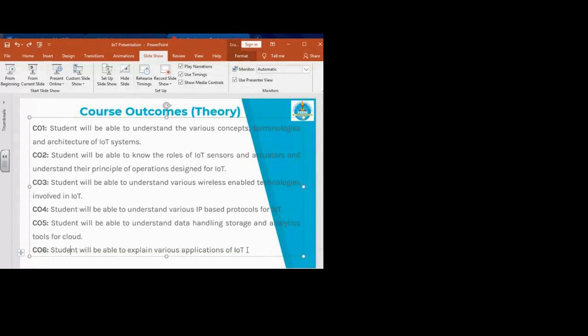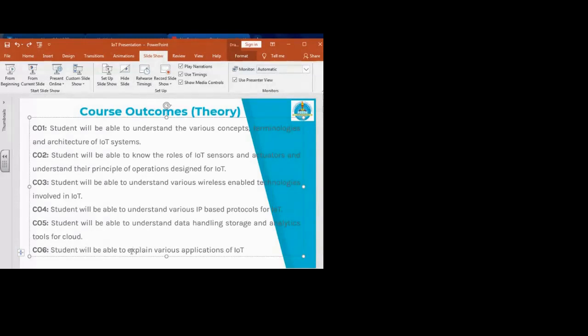If I'm talking about IoT development boards, how many of you are aware of IoT development boards? Yes, you have stated a few of them. Can you write some IoT development boards that you are aware of or have worked on in your mini projects? Write it in the comment box.